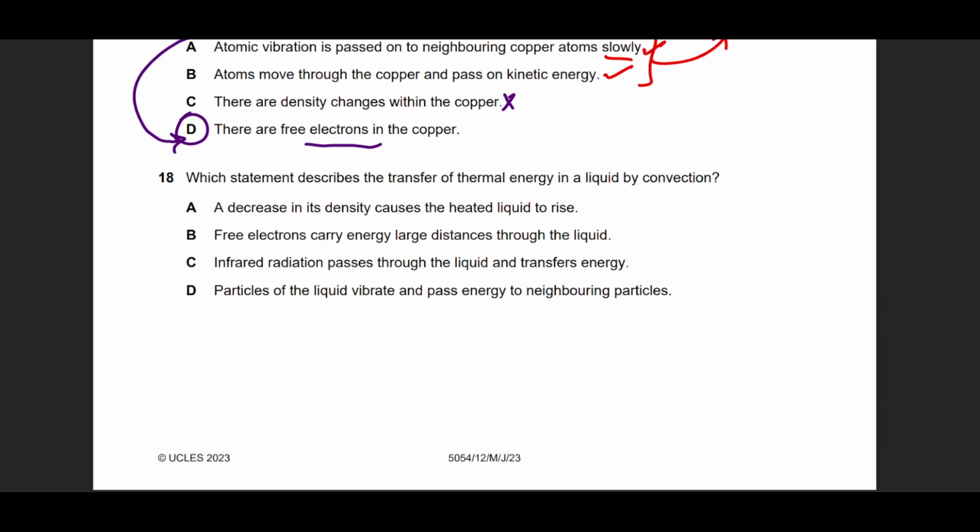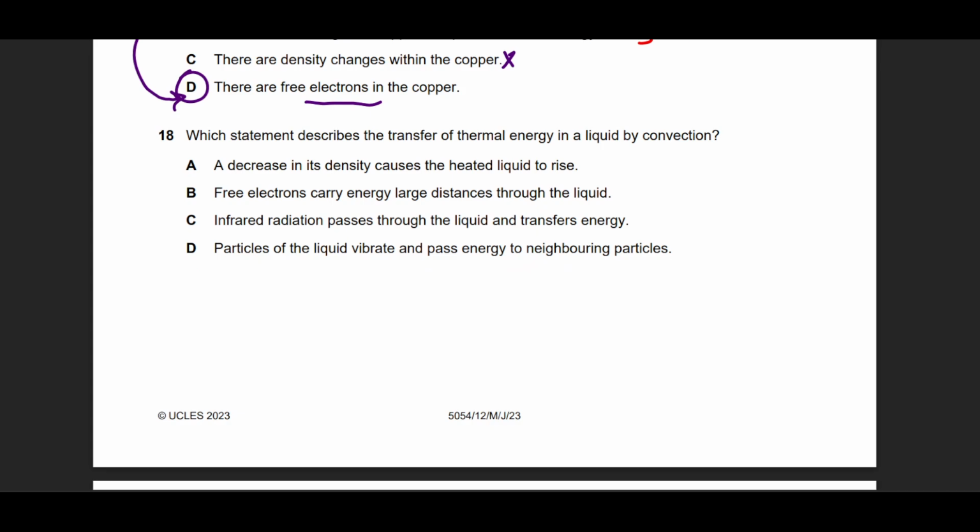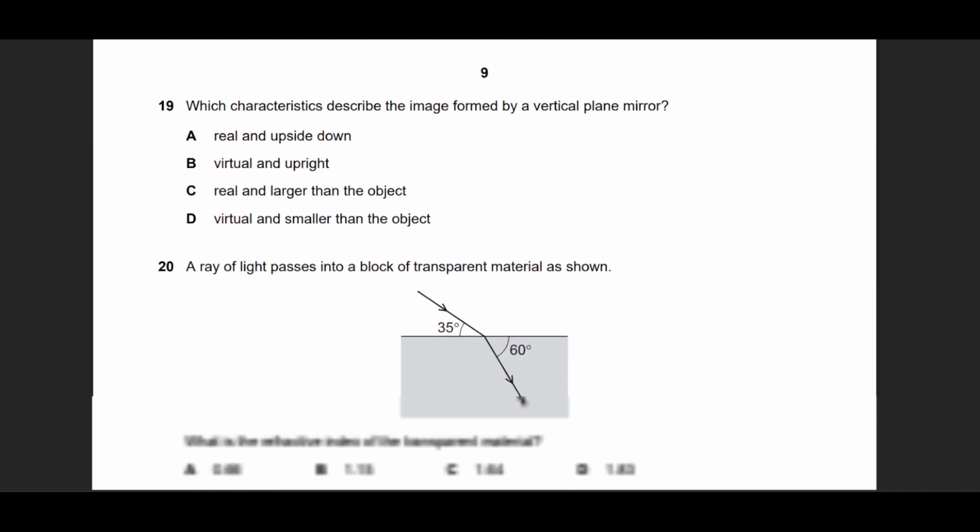Question number 18, which statement describes the transfer of thermal energy in liquid by convection? Decrease in density, of course, convection is change of densities. Free electrons, no. That is for solids, specifically metals. Infrared radiation, that is electromagnetic radiation, and that is the third part, infrared radiation. Particles of the liquid vibrate past, no, that is for solids. So A was the right answer. This is a part of the definition primarily.